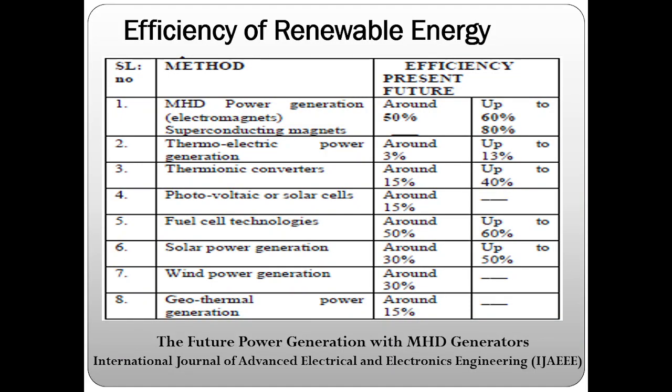This table shows the efficiency of the renewable energy. The result for the MHD generator is higher compared to other energy generation, which is around 50%. The data source is from the International Journal of Advanced Electric and Electronic Engineering.